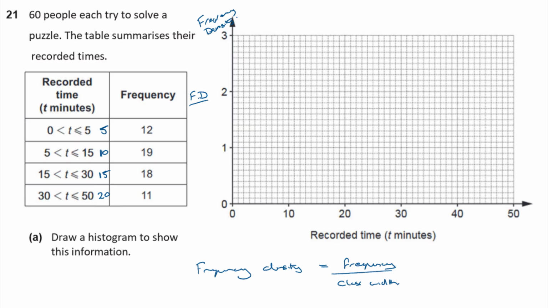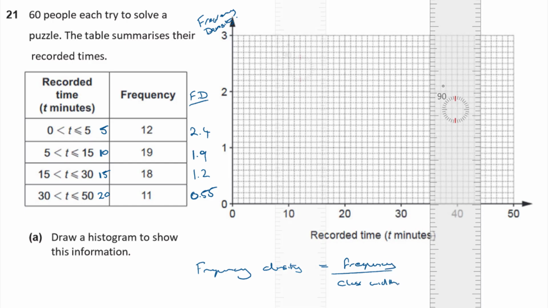So the first one is 12 divided by 5, that's 2.4. Next one, 19 divided by 10, that's going to be 1.9. 18 divided by 15 comes out to be 1.2. And 11 divided by 20, that is 0.55. It's not a very nice one. Right, so to draw this then, I'm going to have to draw a rectangle for each one of these amounts.